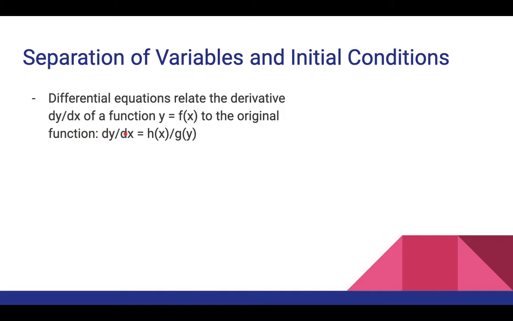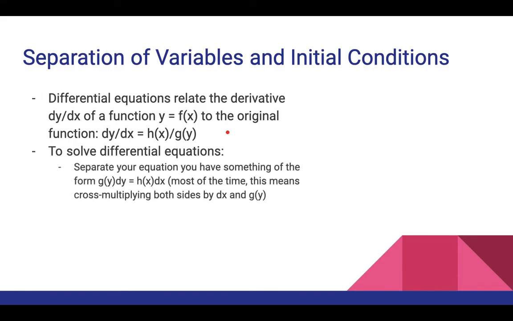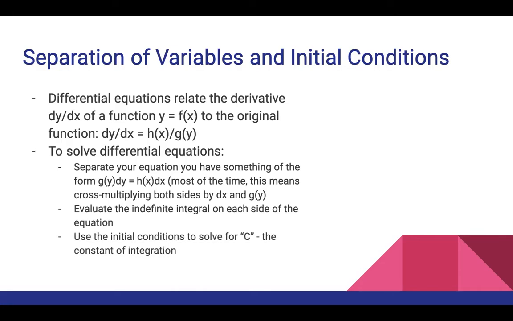If we have dy/dx equals h of x over g of y, the key is to separate your equation so you have something of the form g of y dy on one side and h of x dx on the other side. Most of the time, this means cross-multiplying both sides by dx and g(y). We evaluate the indefinite integral on each side of the equation.